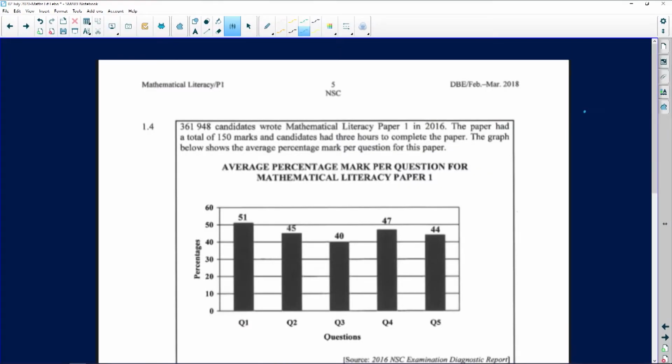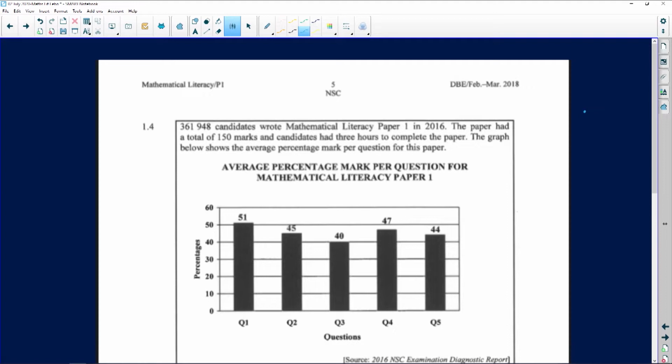So we are doing a graph now. Let's look at the question that we have been given in this particular case. So we are told that 361,948 candidates wrote mathematical literacy paper 1 in 2016. The paper had a total of 150 marks, and this is not the marks you are going to be getting for your papers. And it says to us the candidates had 3 hours to complete the paper.